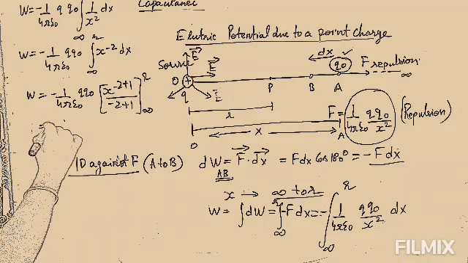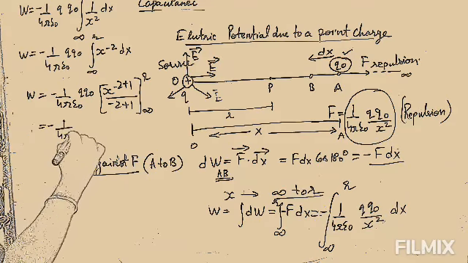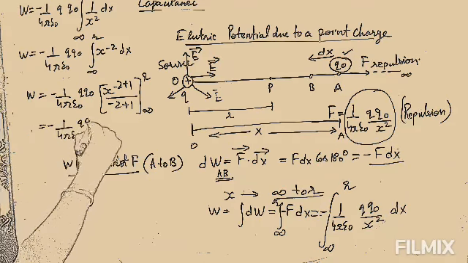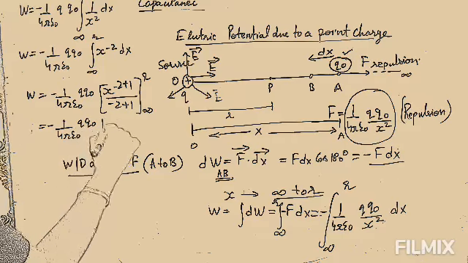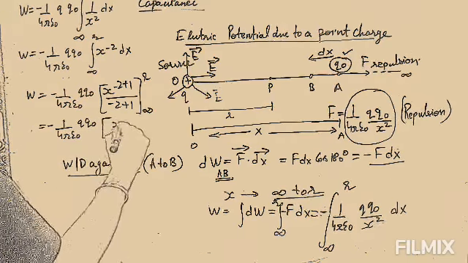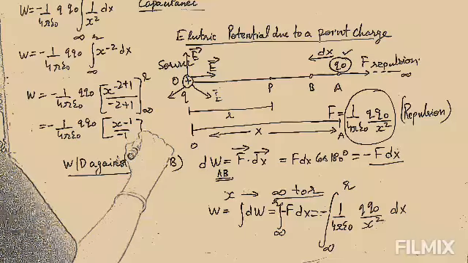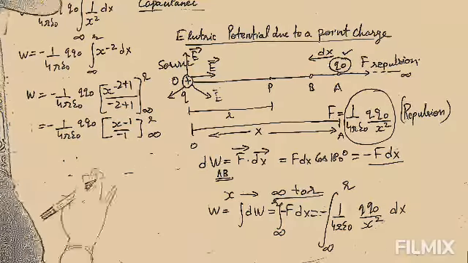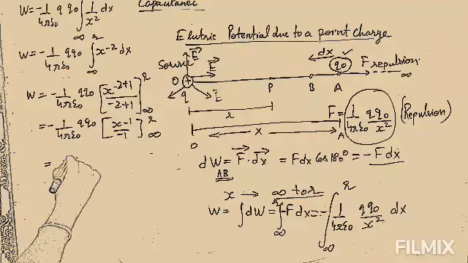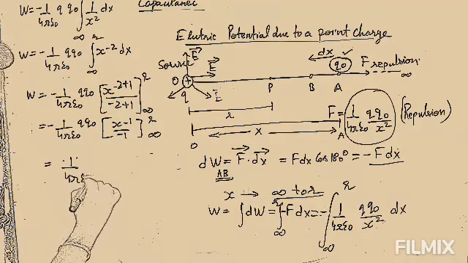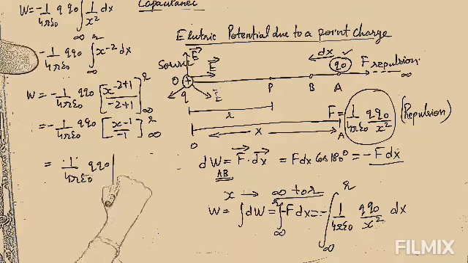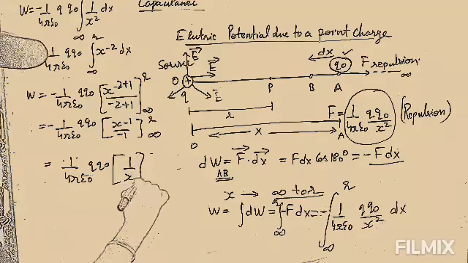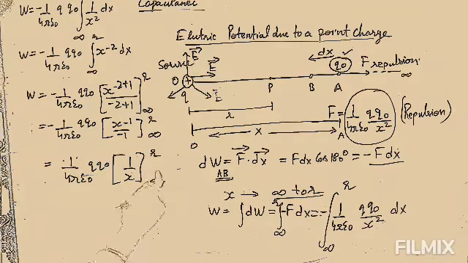Now putting the limits, minus q naught, here it will be x to the power minus 1 and minus 1. This minus 1 in the denominator can be taken out and can be cancelled with this minus, so we are left with 1 by 4 pi epsilon naught q naught 1 by x, and the limits will be r to infinity. Here x to the power minus 1 was left, that is taken in the denominator.